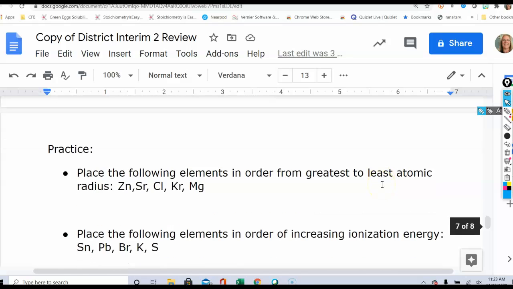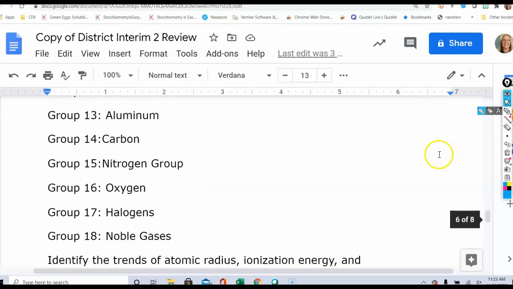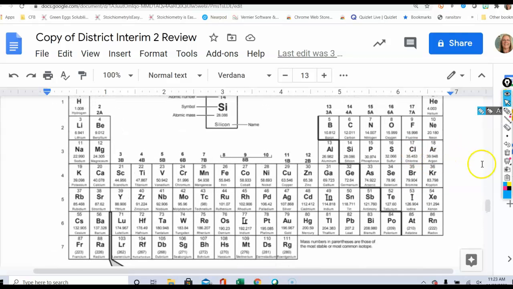The next question is asking us to place the following elements in order of greatest to least atomic radius. This is going to be zinc, strontium, chlorine, krypton, and magnesium. So let's go back up here and find those. We have zinc, strontium, chlorine, krypton, and magnesium. I think I got them all.